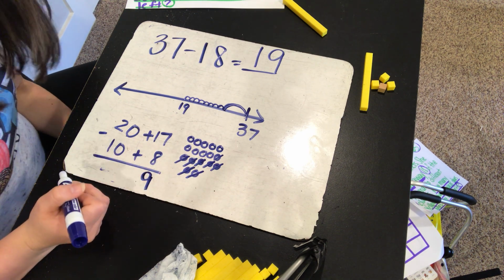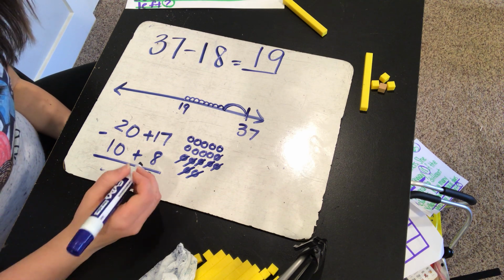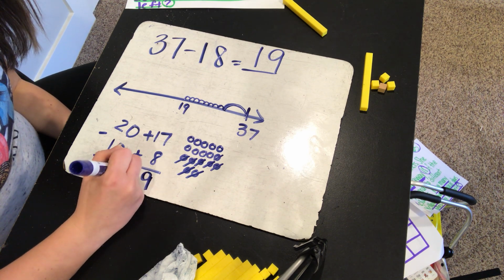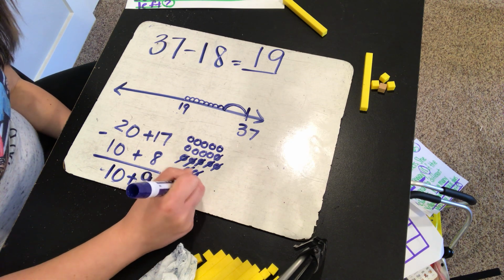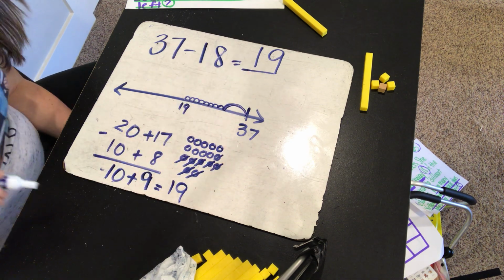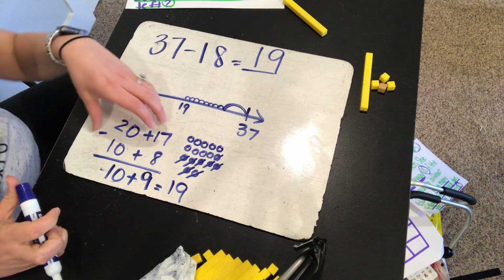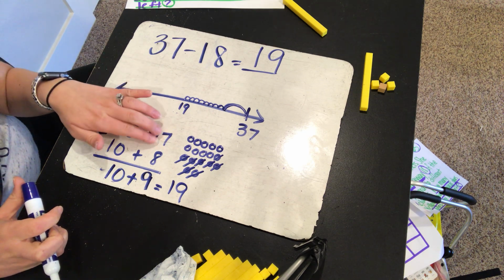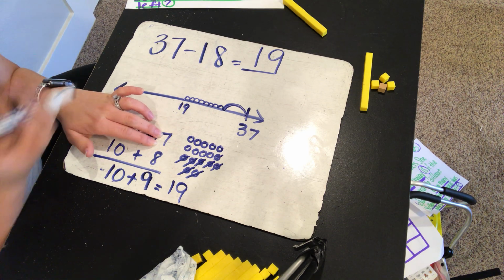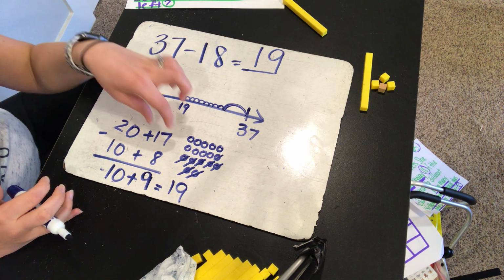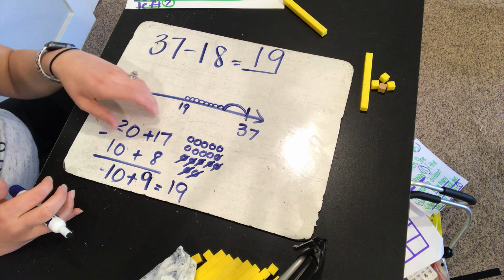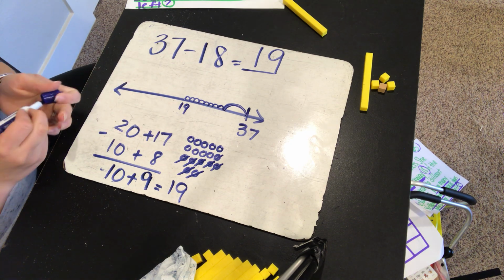What is 20 take away 10? 20 take away 10 is 10. So 10 plus 9 is 19. Just like we got up here, 19. So this one was a little bit trickier because we realized if you have 7, you can't take away 8. So we had to use one of the 10s and replace it with 10 ones there. That way we had enough to take away.